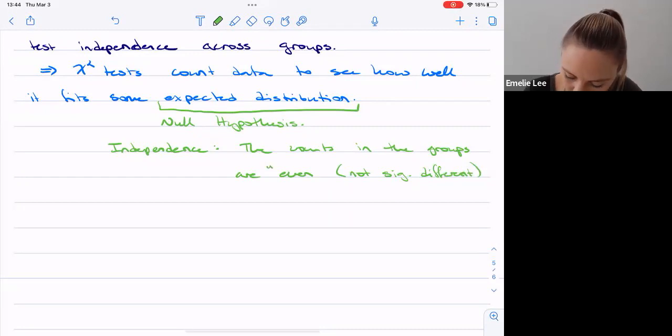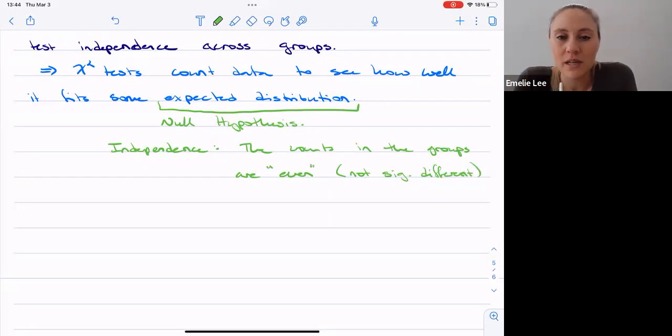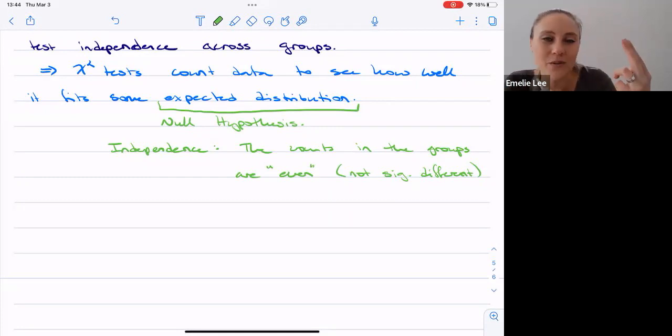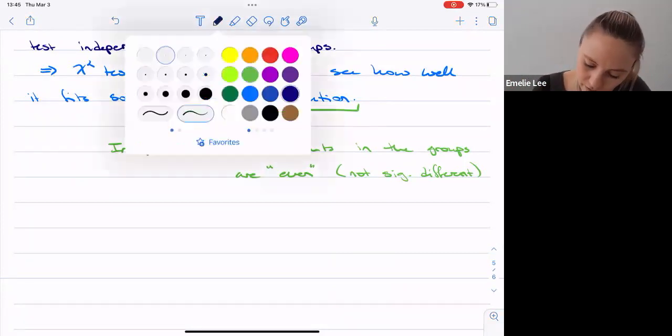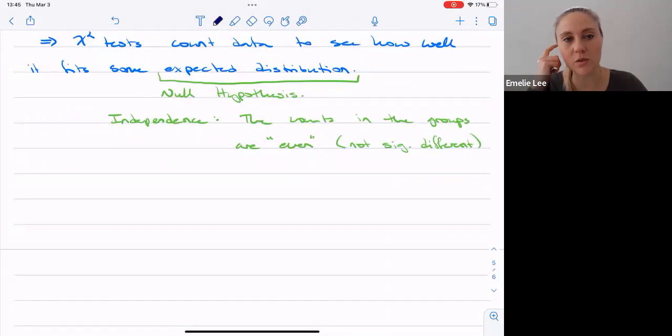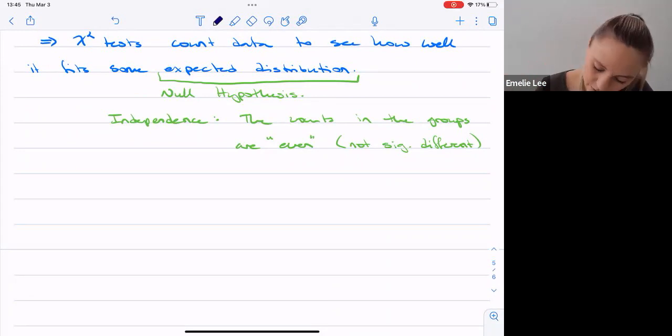Right, but I'll put even in brackets because if you're looking at 200 observations and you have 4 counts in one group and 5 counts in another group, they're not the same, but they're probably not significantly different, right? Out of a group of 200, even if you had 14 people here and 16 people here, those probably still aren't significantly different. So for chi-squared tests, we usually have 1 or 2 groups, but typically we have 2 groups.